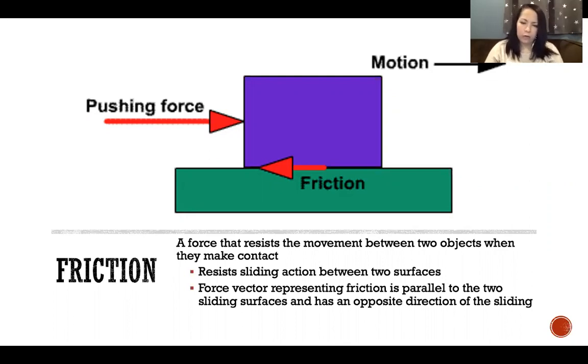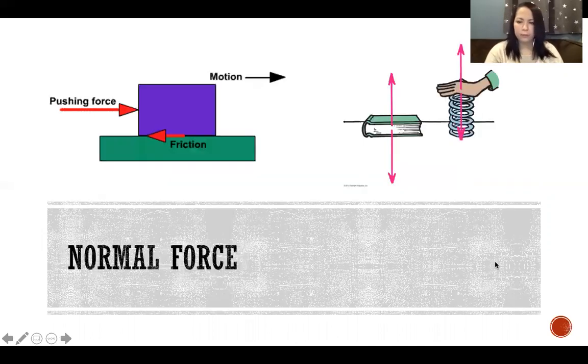So a force vector representing friction is parallel to the two sliding surfaces and has an opposite direction of the sliding. Okay, so like in our picture here, if that purple box on top is being pushed towards the right side, friction is an opposite vector that's pointed in the opposite direction of the motion, and that friction is resisting the sliding of that object on top compared to the object on the bottom.